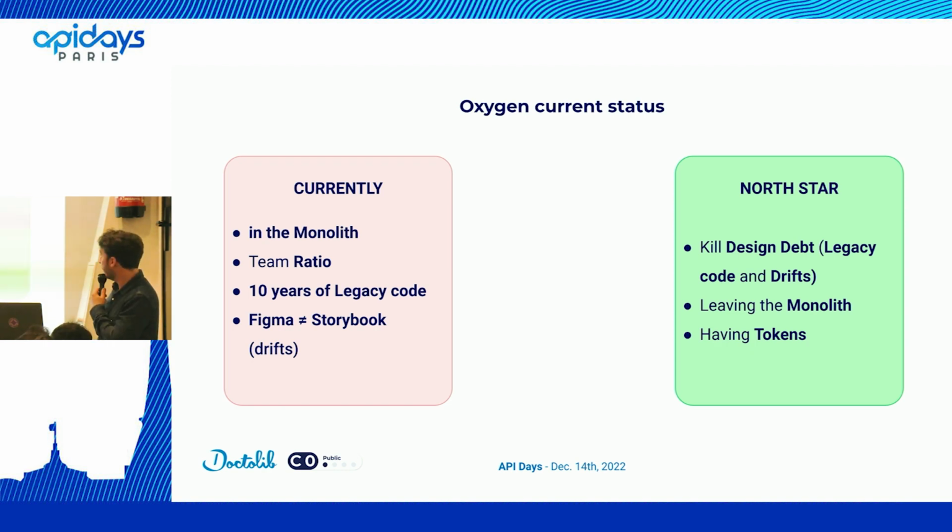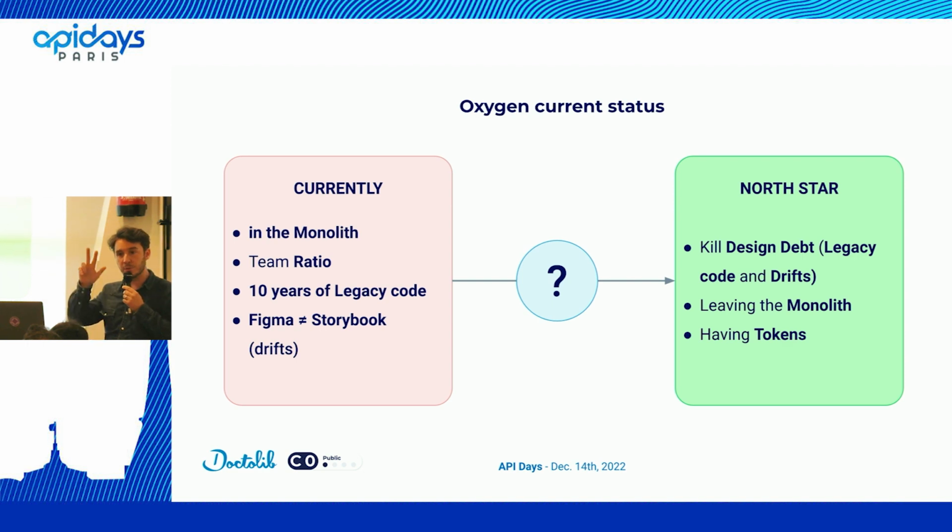What we want to achieve, of course, is to have 0 design debt. I mean, no more legacy code. And, of course, leaving the monolith to be able to craft any native mobile app easily without always recrafting everything. And for that, a prerequisite is to have tokens, something we don't have yet. The question is how to do that with 3 persons.